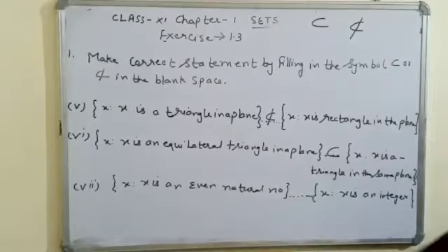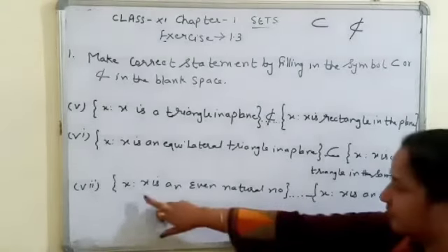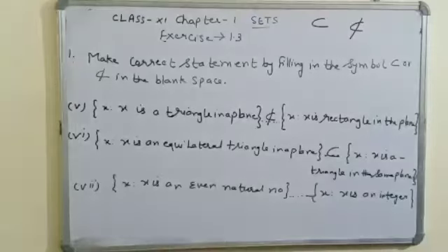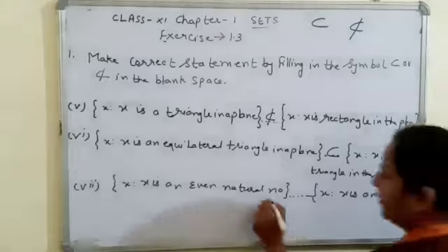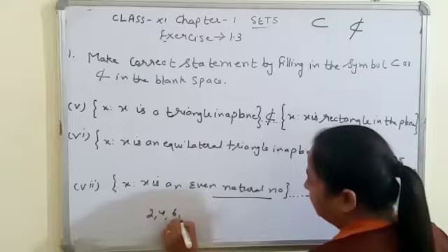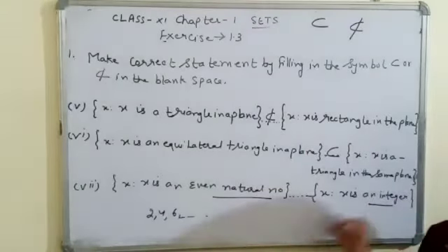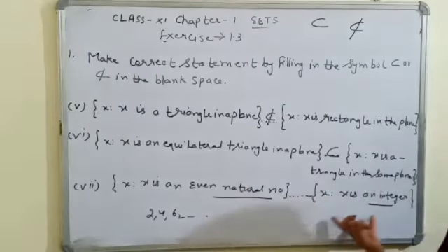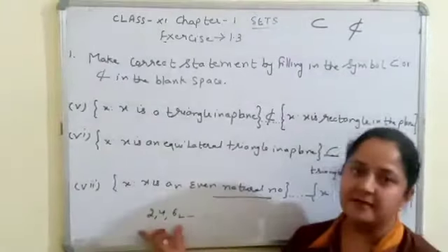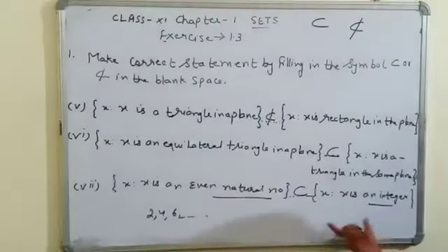The seventh part: {X: X is an even natural number}. Is it a subset of {X: X is an integer}? Yes. Even natural numbers are 2, 4, 6, and so on. And integers are the collection of all negative and positive numbers, including 0. So obviously even numbers are a subset of the integers. This was the first question.